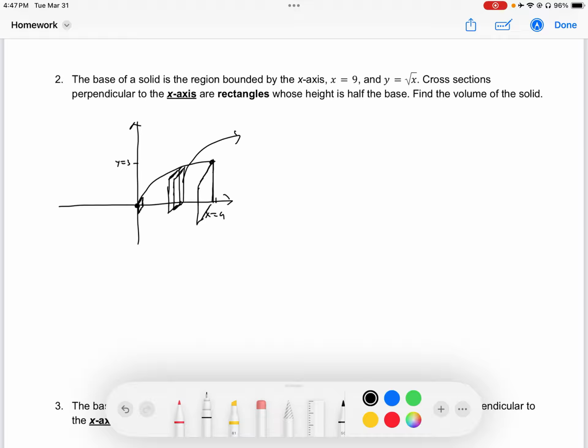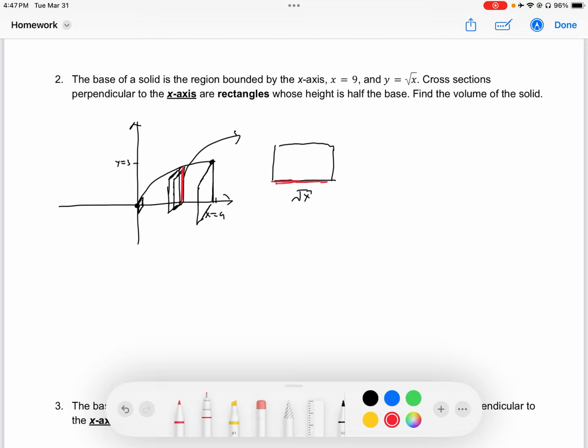So this rectangle, I'm going to draw it out. So here's my base, and I know the height is half as tall. Well, the base of this rectangle is just the value of the function, which is the square root of x, right? Because that is essentially this distance right here. That's the square root of x.